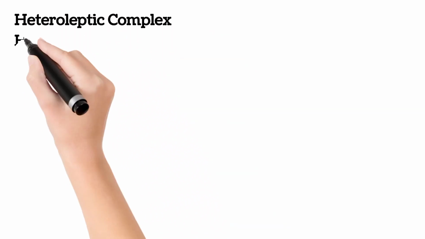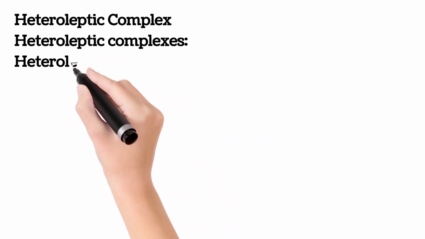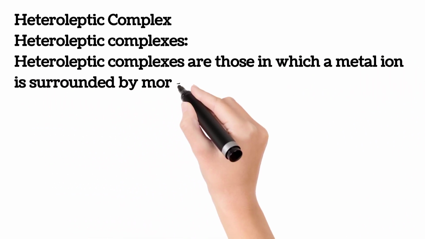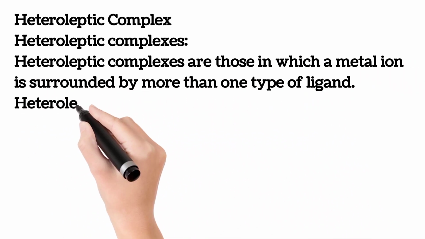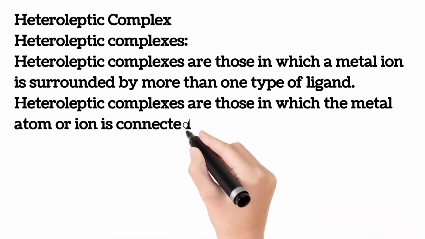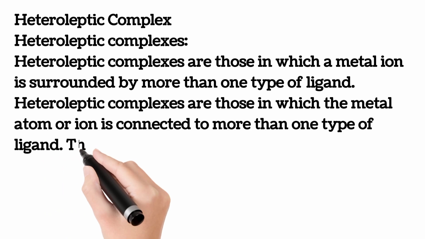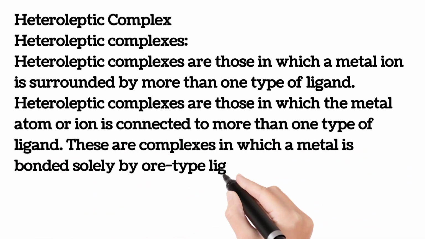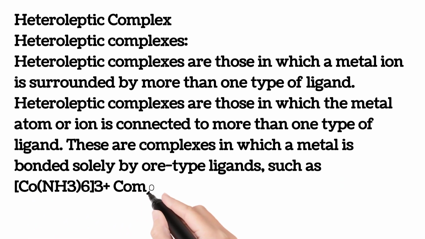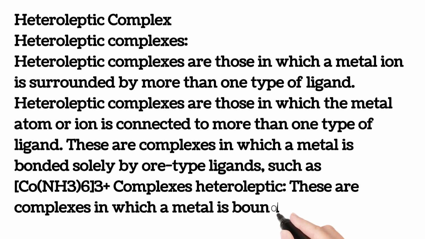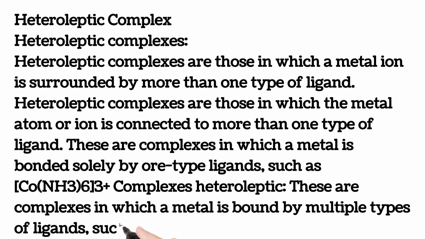Heteroleptic complexes. Heteroleptic complexes are those in which a metal ion is surrounded by more than one type of ligand. Homoleptic complexes are those in which a metal is bonded solely by one type of ligand, such as [Co(NH3)6]3+. Heteroleptic complexes are those in which a metal is bound by multiple types of ligands, such as [Co(NH3)4Cl2]+.